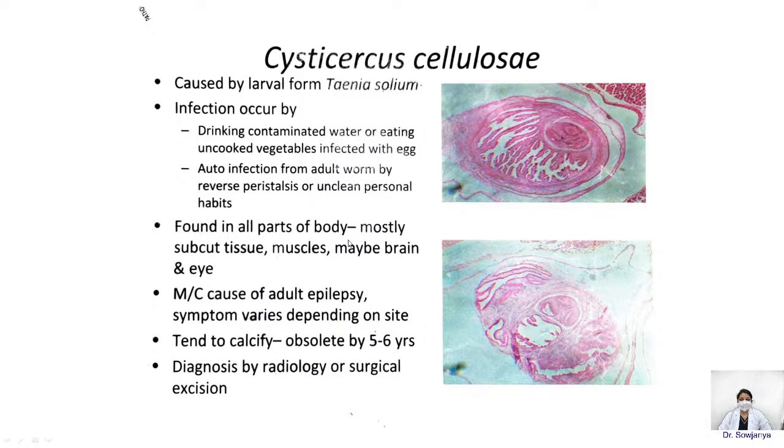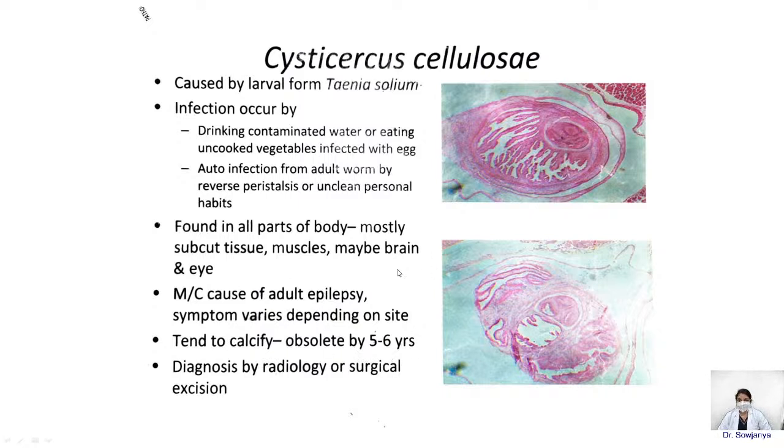This larval form can be seen in many parts of the body. Mostly it occupies the subcutaneous tissue, muscles, and maybe brain and eye sometimes. But mostly it is seen in subcutaneous tissue and muscles. It is the most common cause of adult epilepsy, where symptoms vary depending on the site of involvement of this larva. Usually it tends to calcify and becomes obsolete by 5 to 6 years.